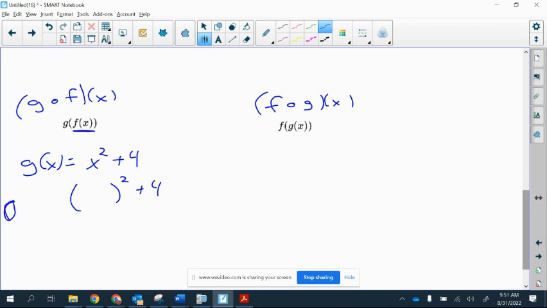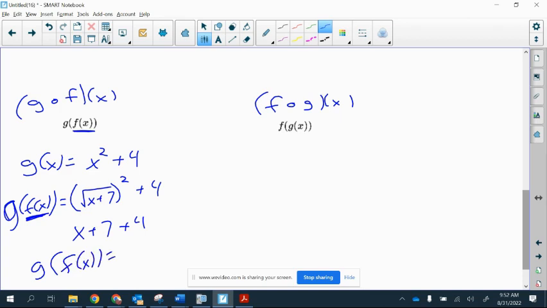So g of f of x now has the entire function f of x as the input. And f of x as a function is the square root of x plus 7. So we're taking the square root of x plus 7 and squaring it, and that's going to give us x plus 7 plus 4. So g of f of x is x plus 11.